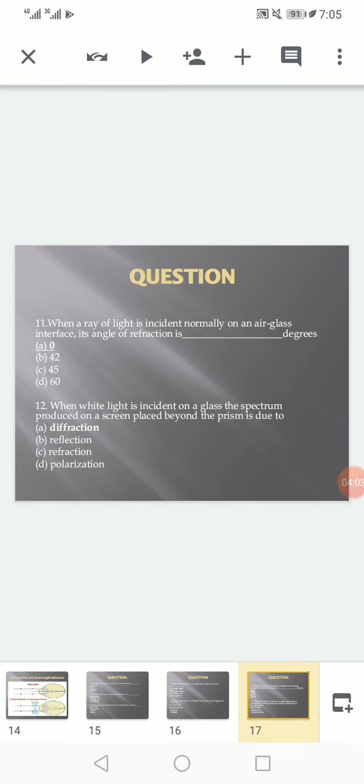So let's look at question 11, which says when a ray of light is incident normally on an air to glass interface, the angle of refraction is always 0 degrees.